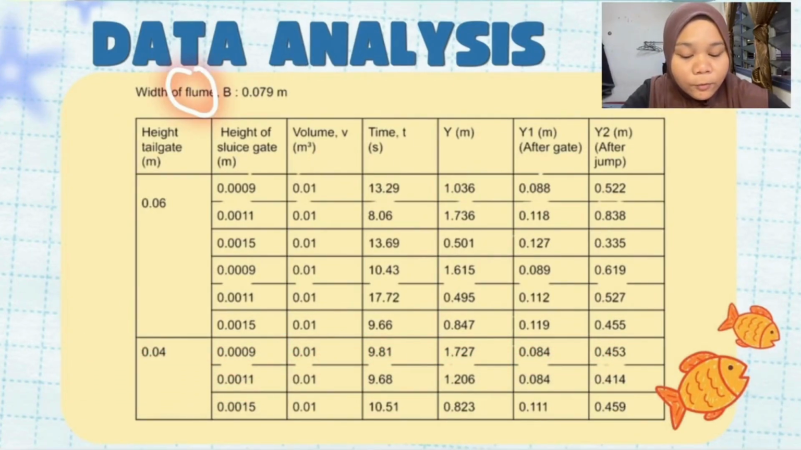We measure the flume width as 0.079 meter, and we use a different height of tailgate and three different heights of sluice gate. Before that, let me introduce: Y is referring to the height of water before the gate. Y1 is referring to the height of water after the gate. Y2 is referring to the height of water after the hydraulic jump.